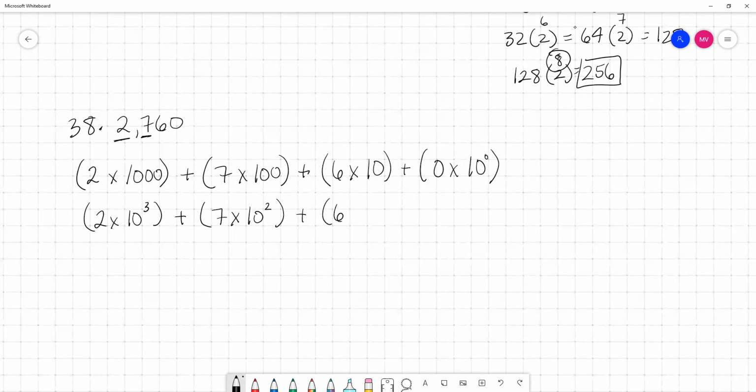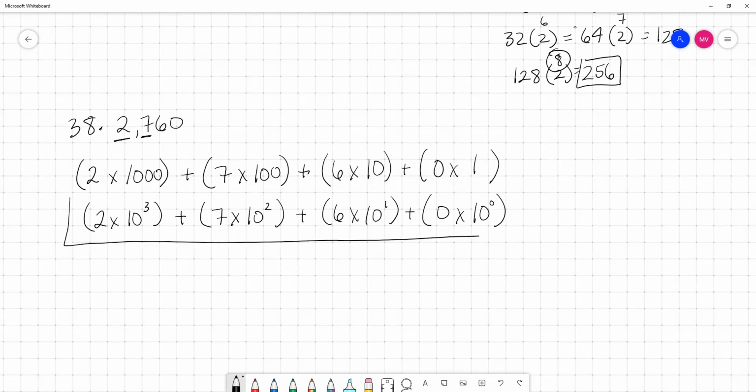Plus 6 times 10 to the power of 1. And then, I'm sorry, I already did the other one in exponent. Because it's 0, it should be 0 times, let me fix this. This should be 0 times 1. And when you put that in exponential form, anything to the power of 0 is 1. Okay. So this is the answer they're asking for. The expanded form with exponents for each value of 10.